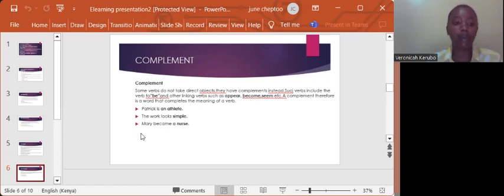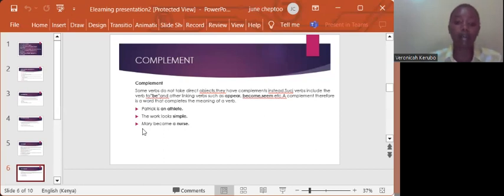The last part of our sentence elements is complements. Some verbs do not take direct objects, they have complements instead. Such verbs include be and other linking verbs such as appear, become, seem, etc. A complement, therefore, is a word that completes the meaning of a verb.